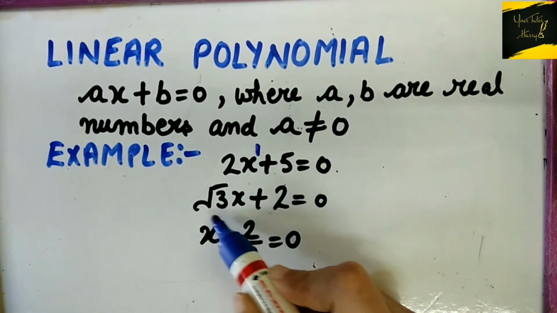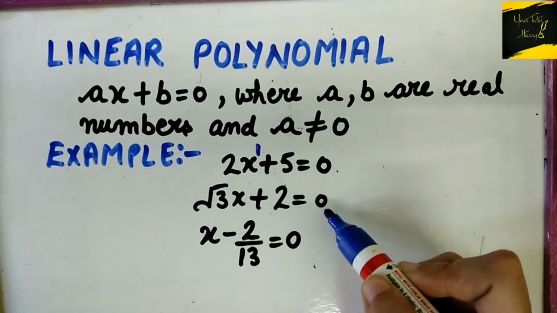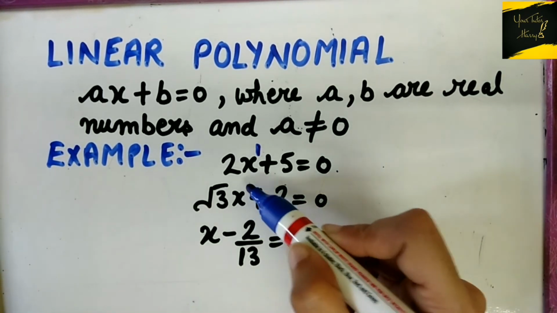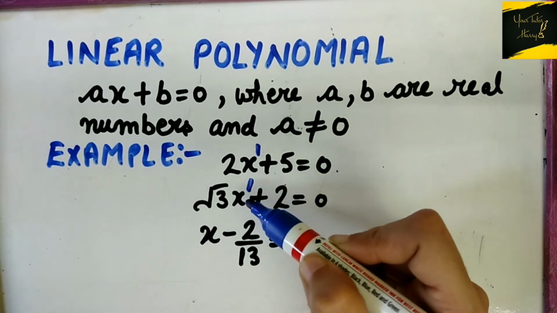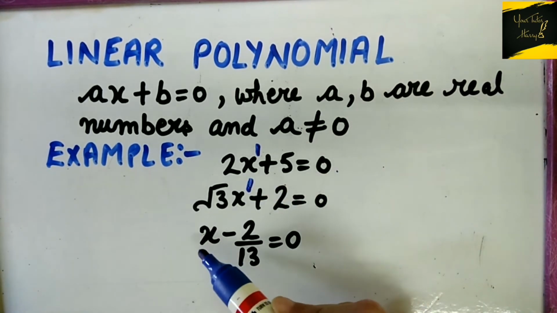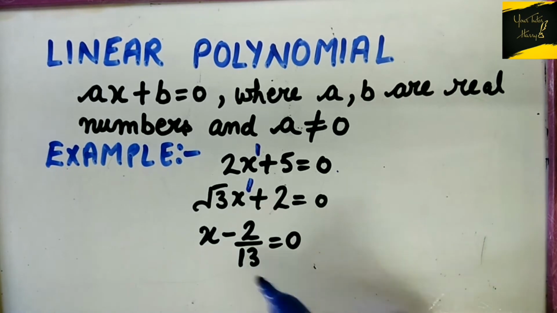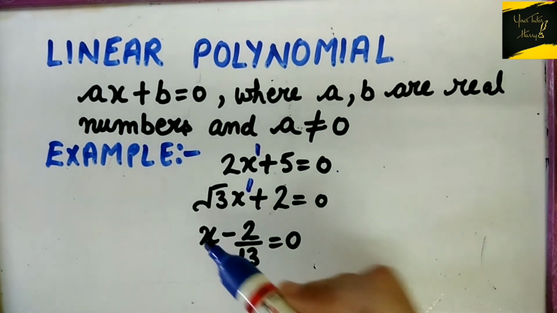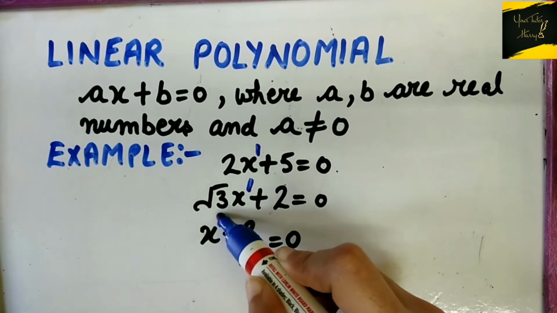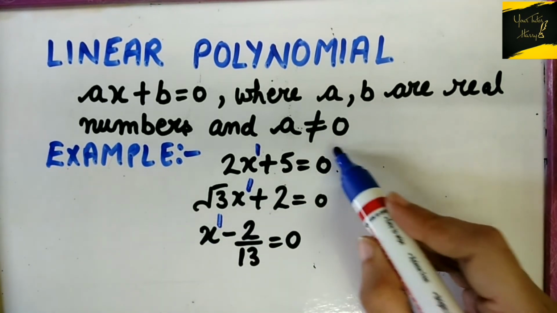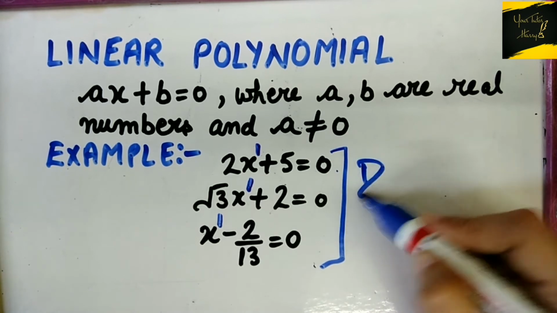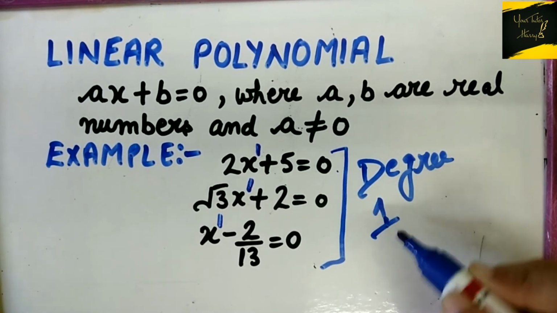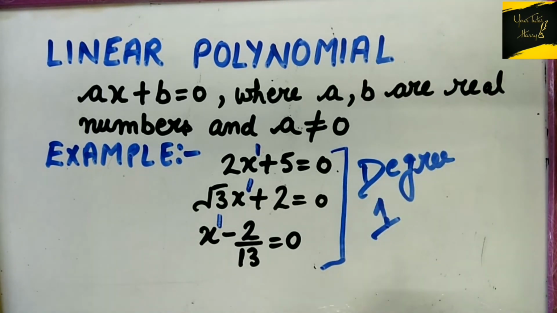And another one is under root 3x plus 2 is equal to 0. This is also a linear polynomial. Why? Because x contains the highest power 1. And another example, that is x minus 2 upon 13 is equal to 0. This is also a linear polynomial because it also contains the highest degree of x, that is 1. All the equations having degree 1 are your linear polynomials.